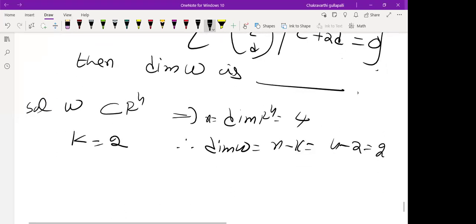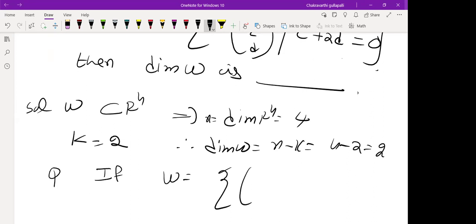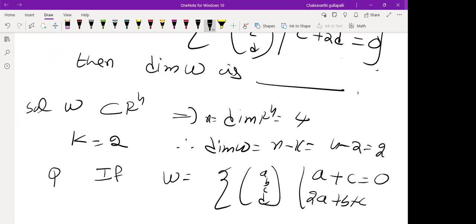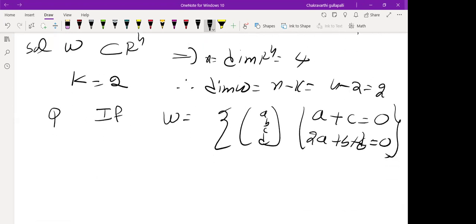Next, suppose you are given this. W is the set of all (a, b, c, d) such that a + c = 0, 2a + b + c, b + d = 0, suppose. Then what is the dimension? What is the dimension?